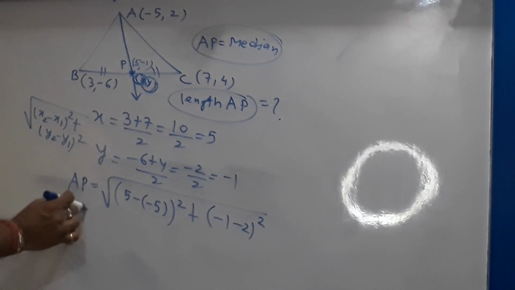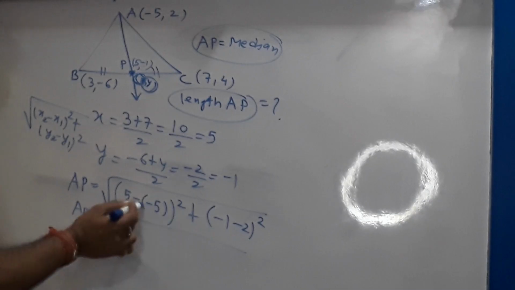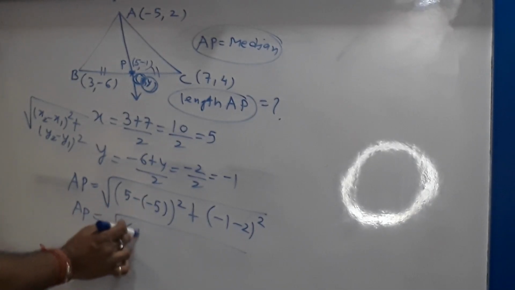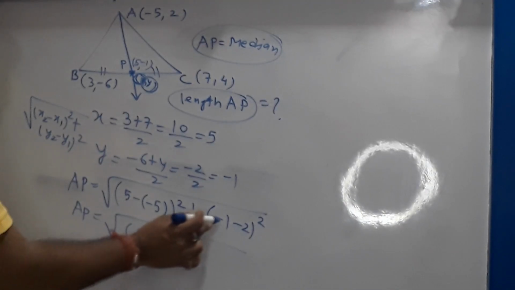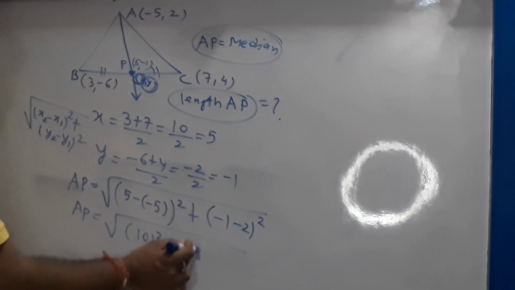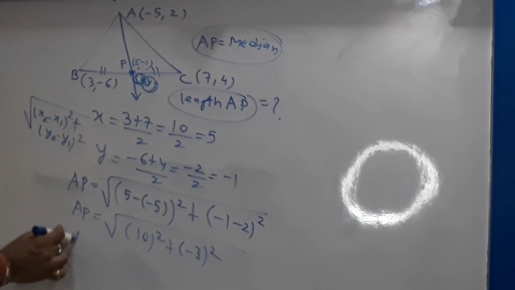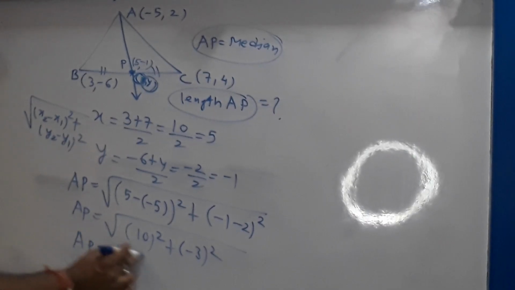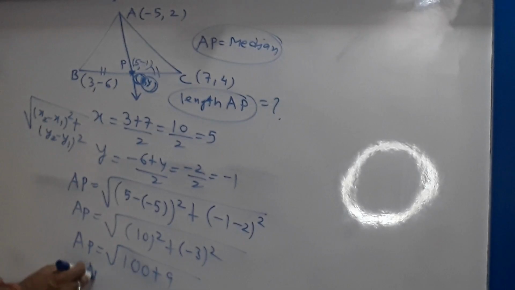So AP square, AP is root of 5 minus minus 5, which is 5 plus 5, 10 whole square, plus minus 1 minus 2, minus 3 whole square. So AP square is 100 plus 9, so AP is root 109 units. AP is root 109 units. Clear? Followed? Okay.